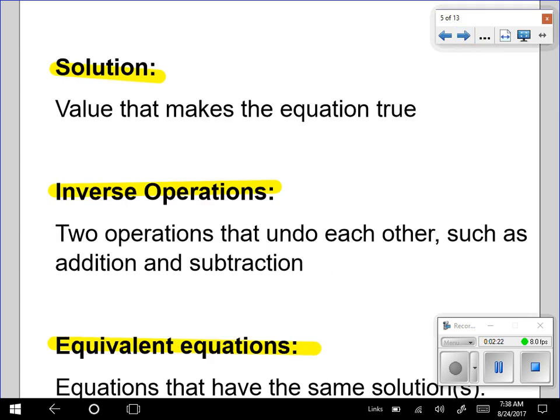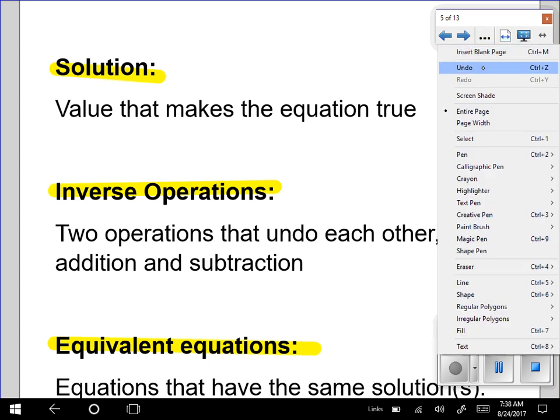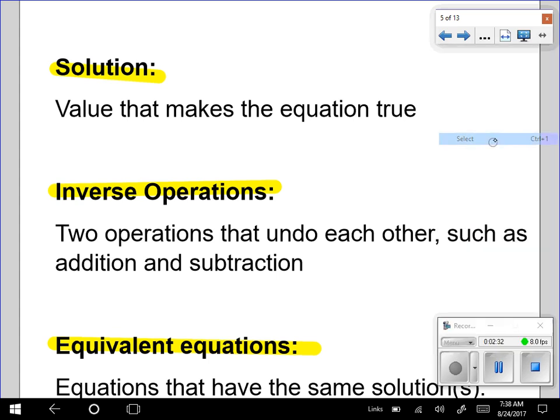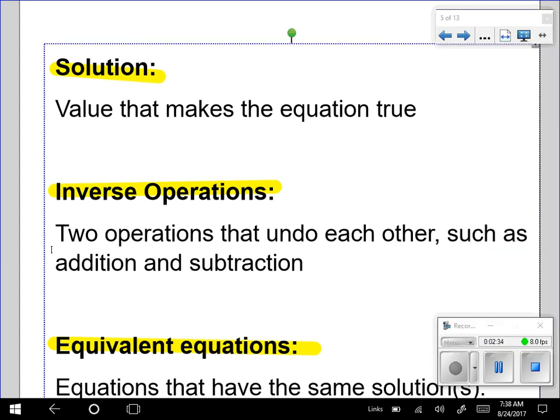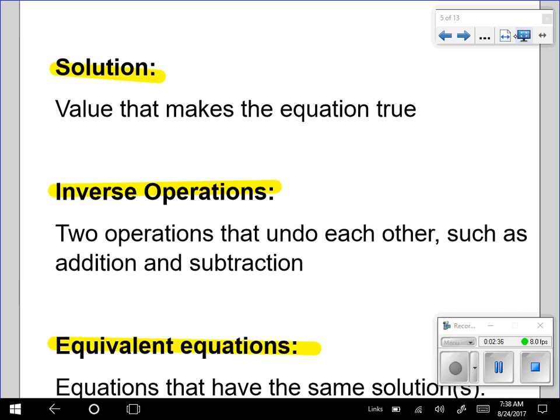The next is solution. Obviously, a solution to an equation is just going to be something that can make the equation true. So anything that makes the equation true would be a solution.